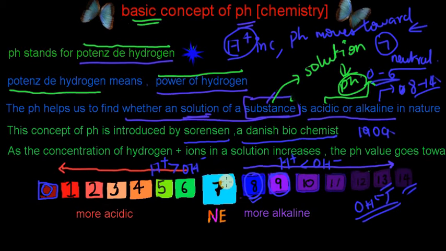So in neutral substances, the number of hydrogen ions will equal the number of OH minus ions. Okay, so the number of hydrogen cations will equal the number of hydroxide anions. So they will balance each other, so they will remain neutral. Acidic substances will have more hydrogen ions than hydroxide ions. So that is the reason why they are more acidic.